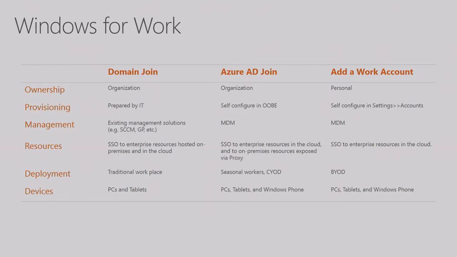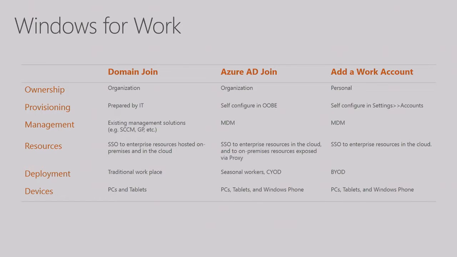Of course, the most important thing is which resources you are optimizing such that your information workers have access to. Are they on-prem? Are they in the cloud? Are they only in the cloud? Are they everywhere? So that's something to think through. Finally, deployment types: traditional workplace or seasonal workers or CYOD or BYOD. This is how you can map which one meets your requirement.